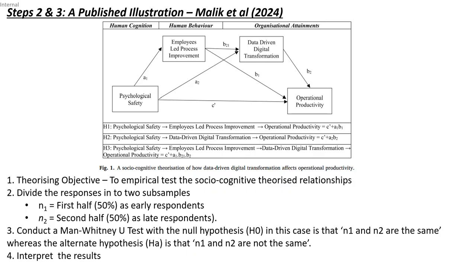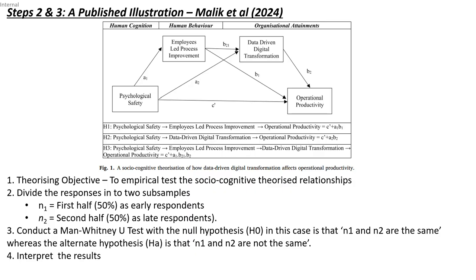We need to go to people who would have experienced these theoretical phenomena in practice, collect data from them, and see if they support these theoretical relationships that we identified based on socio-cognitive theory. In this particular case, we had a sample of, I think, 184 respondents, and we divided them into two halves. We could have done first 25, last 25. In this case, we did N1 as the first half, N2 as the second half, as the late respondents.